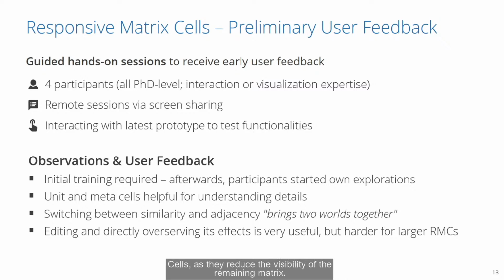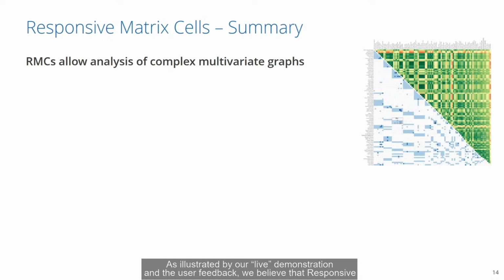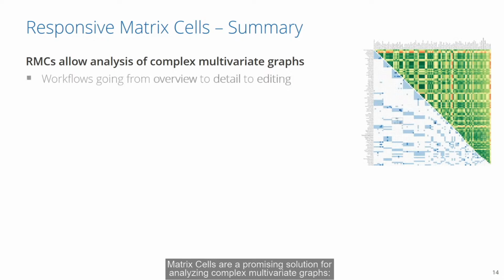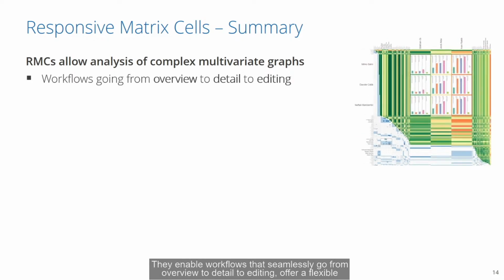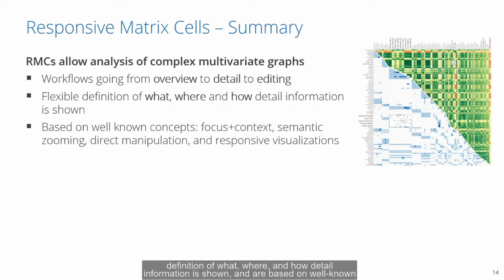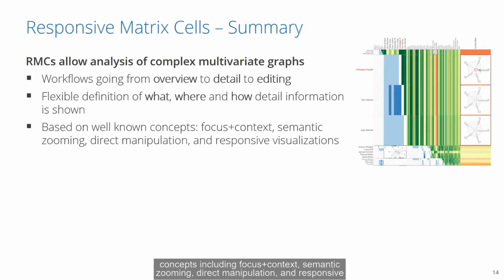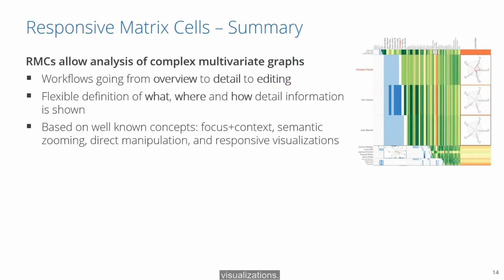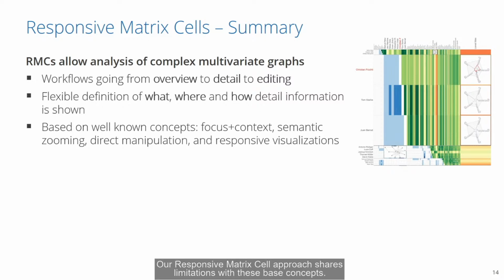matrix. As illustrated by our live demonstration and the user feedback, we believe that responsive matrix cells are a promising solution for analyzing complex multivariate graphs. They enable workflows that seamlessly go from overview to detail to editing, offer a flexible definition of what, where, and how detailed information is shown, and are based on well-known concepts including focus and context, semantic zooming, direct manipulation, and responsive visualizations. Our responsive matrix cell approach has limitations with these base concepts.